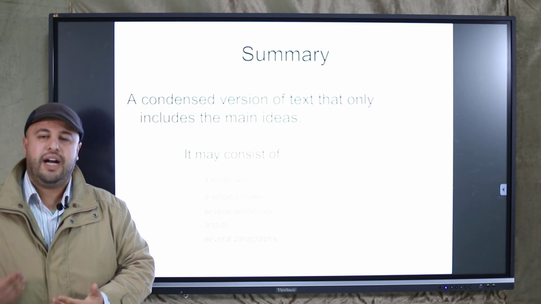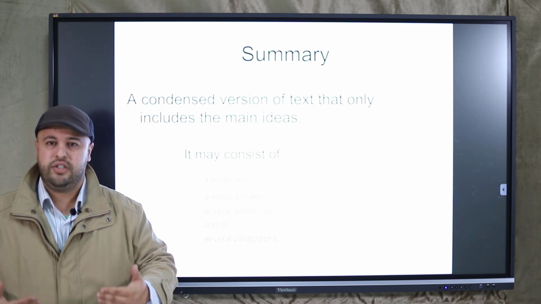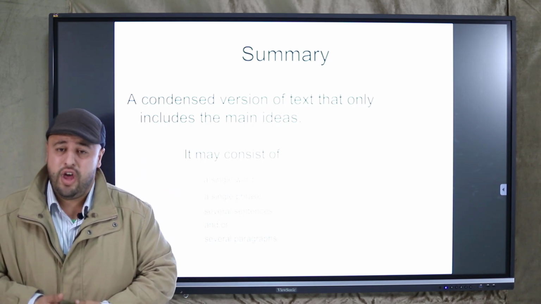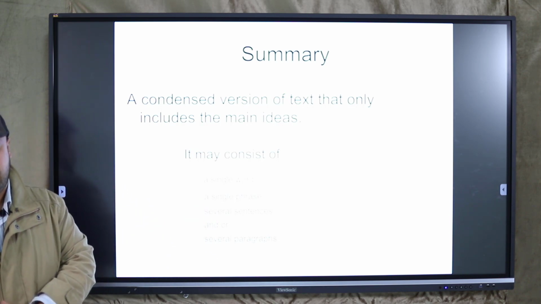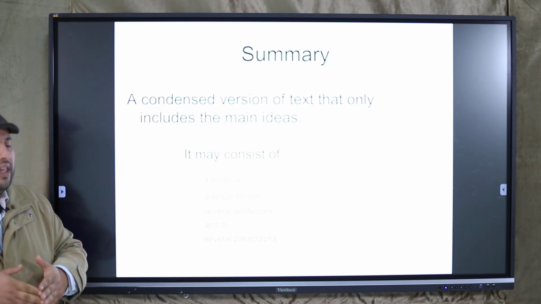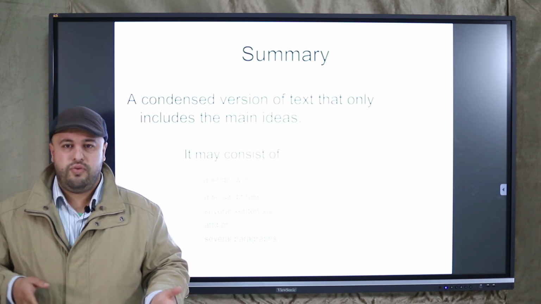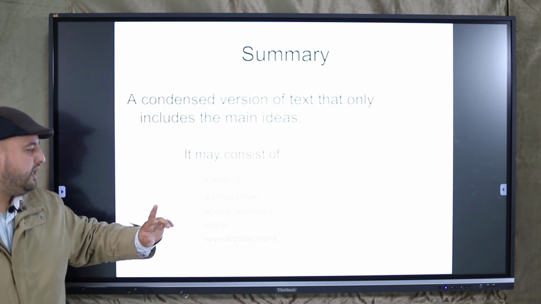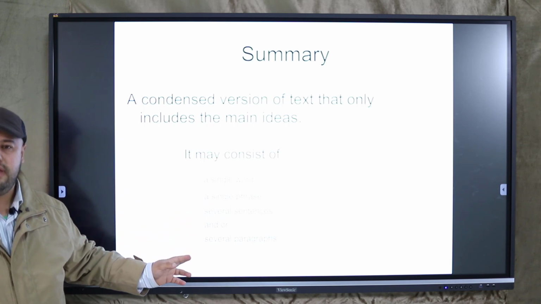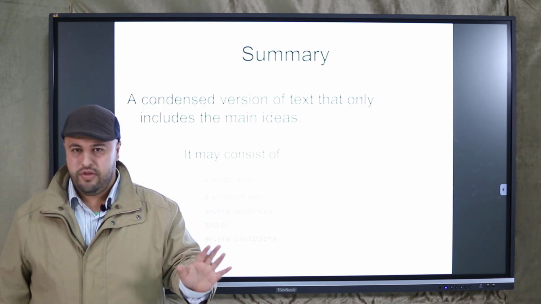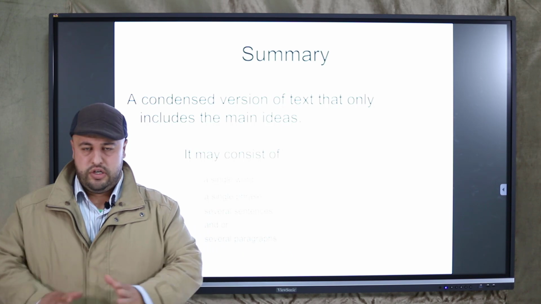A summary is a condensed version. So when you are summarizing the text, you are condensing it, reducing the length and the size of the text. If the text, for example, includes more than 5 paragraphs, you can summarize it in 1 sentence, in 1 word, in 2 or 3 sentences. It depends on the assignment, it depends on the question that you have on your exam paper.